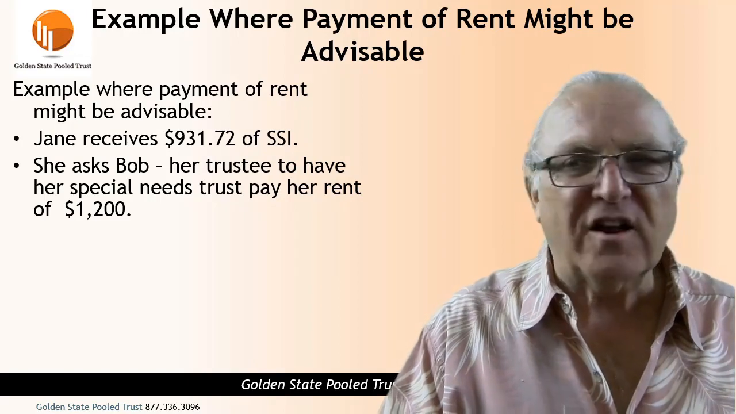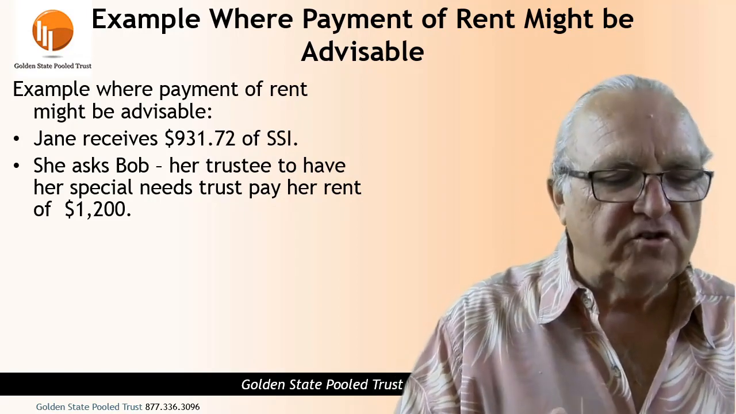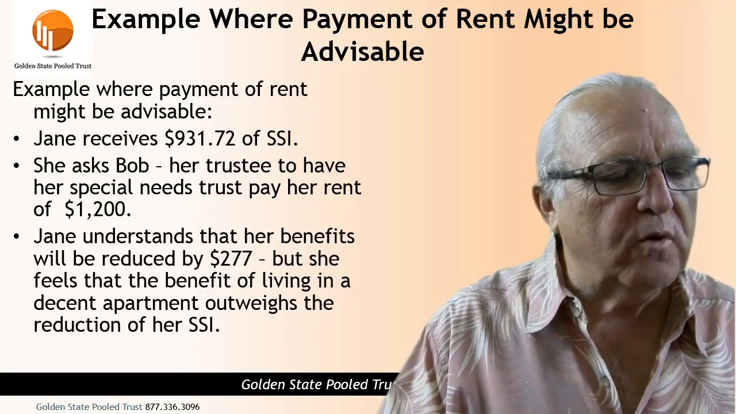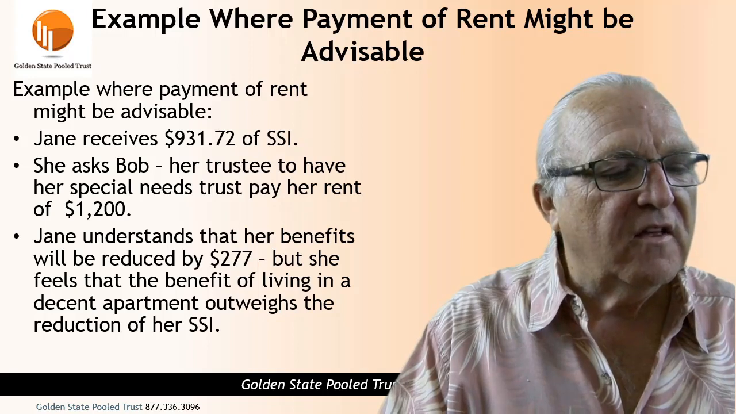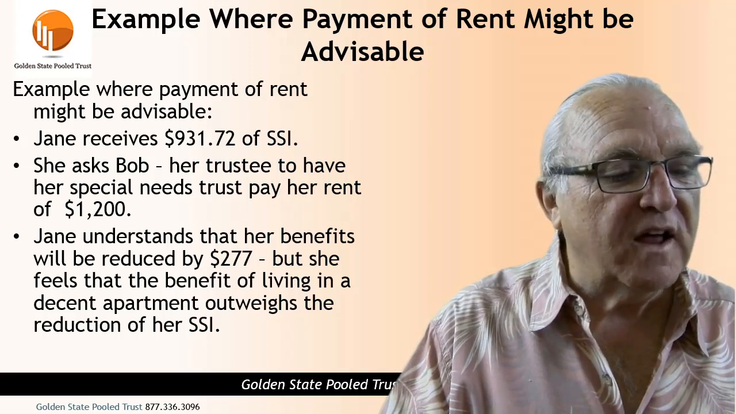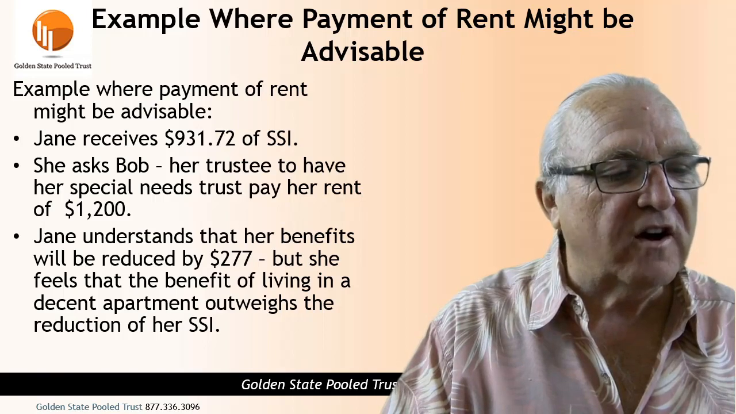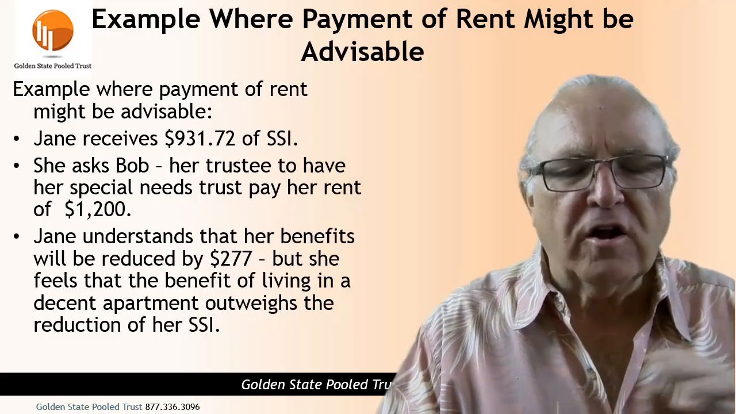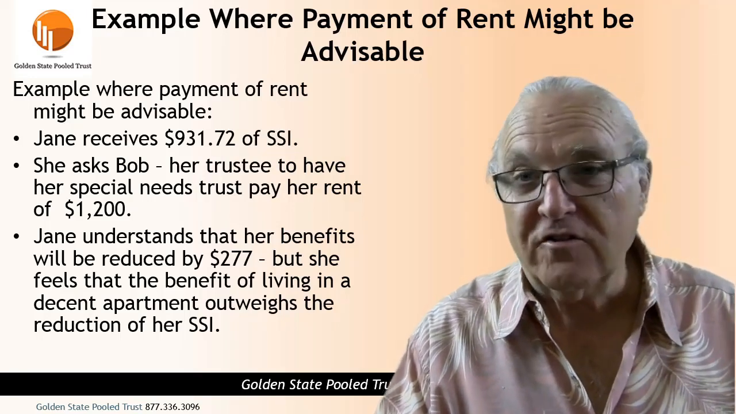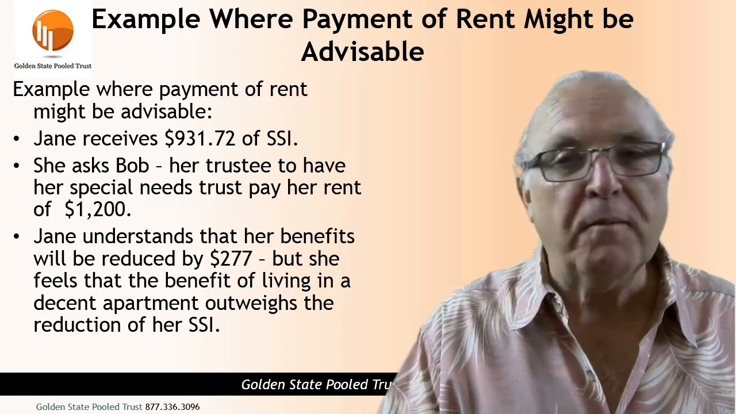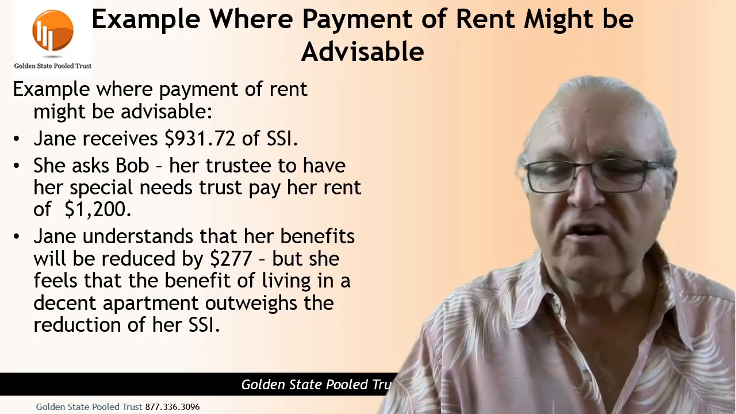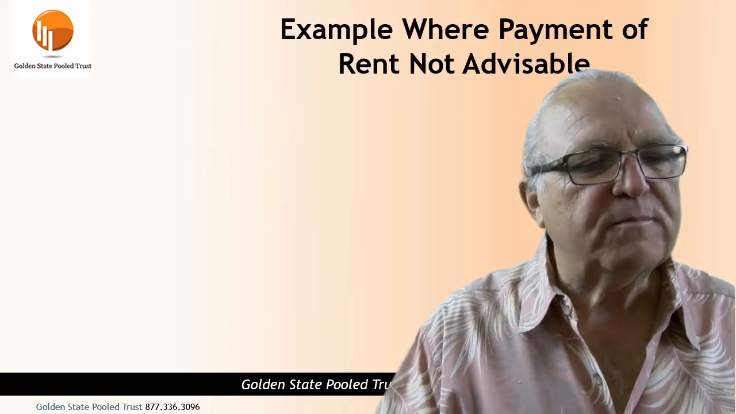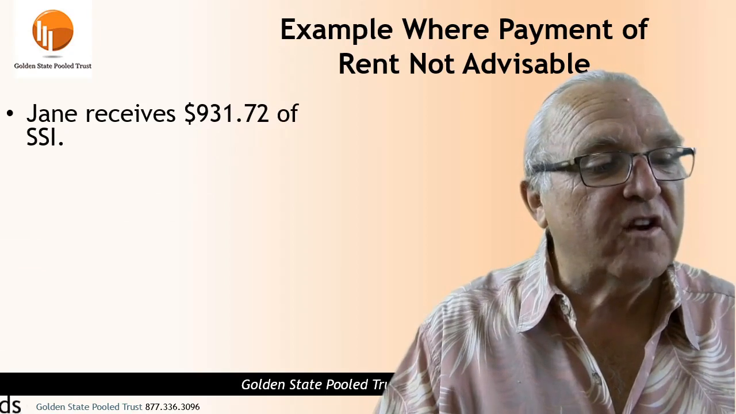Once again, we're going to have a balancing act between what is right for Jane, really. So Jane understands that her benefits will be reduced to $277, but she feels that the benefit of living in a decent apartment outweighs the reduction of her SSI. Imagine trying to live in California and have all of your costs covered by $931.72. As I say all the time, I would never want to be one of my own beneficiaries here. So in a case like this, it probably makes a whole lot of sense to go ahead and do this.